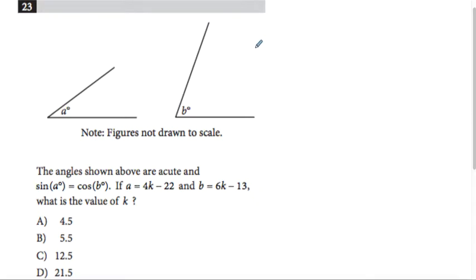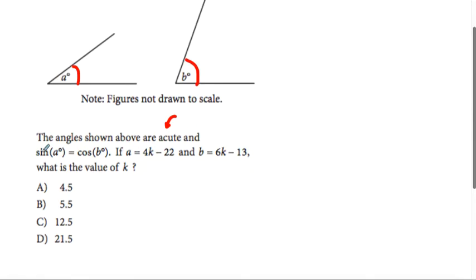Practice test 3 from the official College Board Study Guide. So again, we're in practice test 3, math calculator number 23. We've got figures here of angles. We have an angle A and an angle B, and although they're not drawn to scale, they appear to be different sizes. It says that they're acute, so we know that they're less than 90 degrees. And it says that the sine of A is equal to the cosine of B.